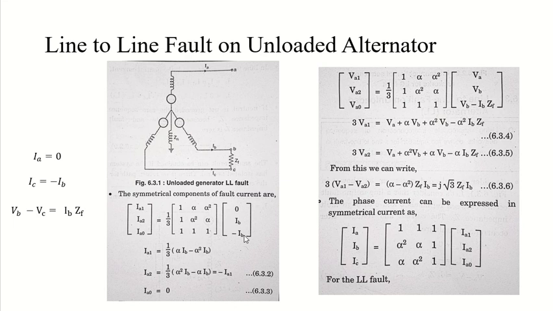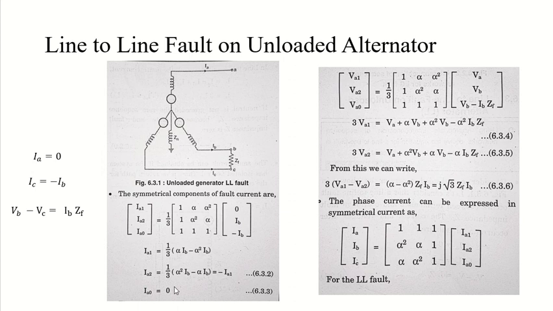right? And zero sequence: you multiply this with this, 1 into IB is equal to IB, and 1 into IB is equal to IB, but this one is holding a minus sign, so IB minus IB will become 0. So the zero sequence component is 0.